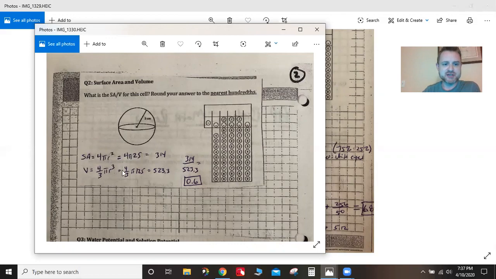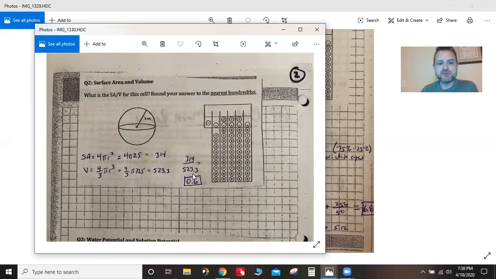Volume is this equation. Plug in the math, I get 523.3. Get the ratio, I get 0.6. That's the answer. It says hundredths place, so I guess maybe it's 0.60. I don't know. On your AP exam, it won't matter because there are no grid ins, so you're not going to round a question incorrectly if there's no grid ins.